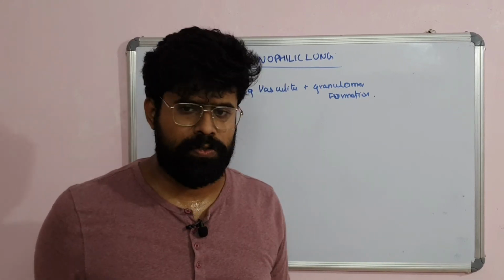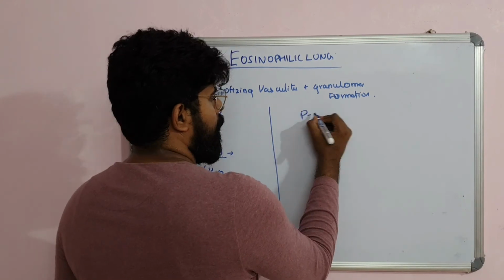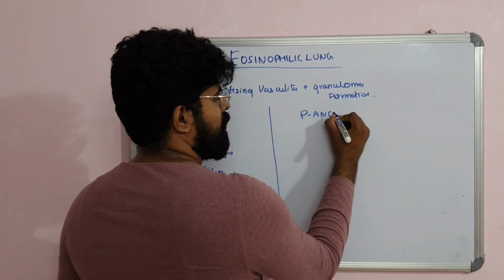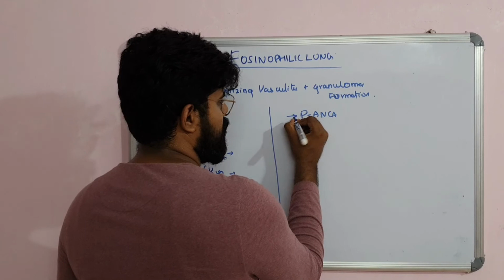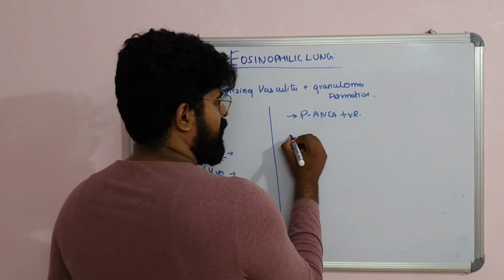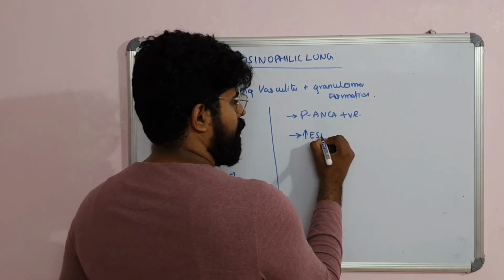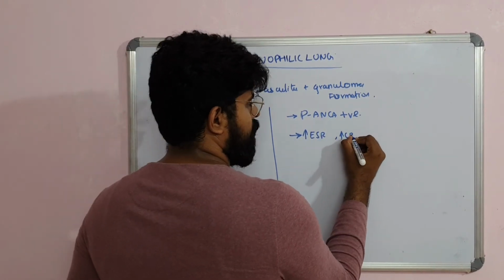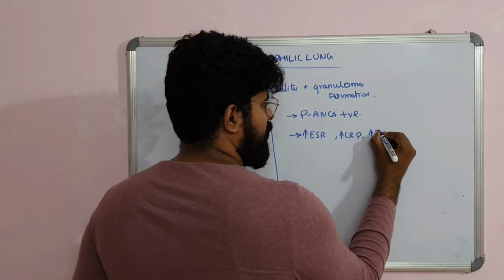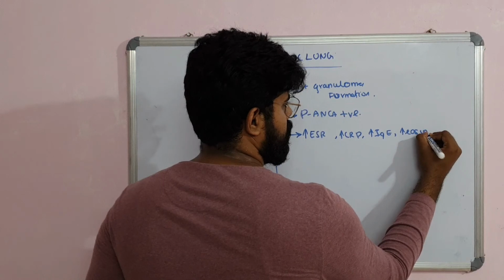So how do you diagnose? First, the patient will be positive for P-ANCA, perinuclear anti-neutrophil cytoplasmic antibody. They will have supportive evidence. ESR can be raised. C-reactive protein can be raised. The patient can have raised IgE. The patient can have raised eosinophils.